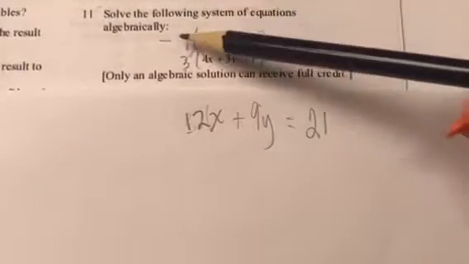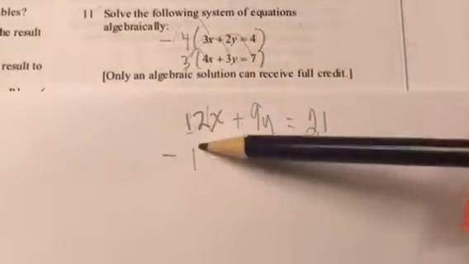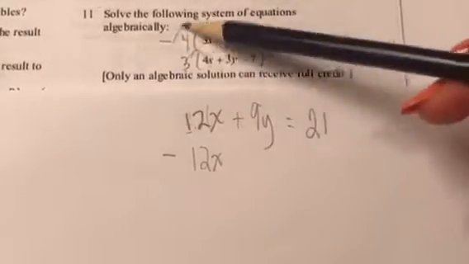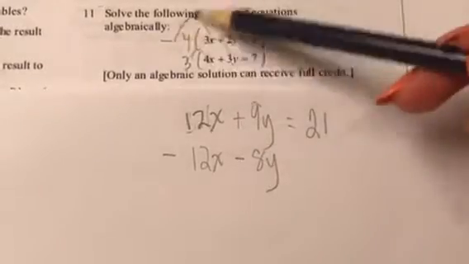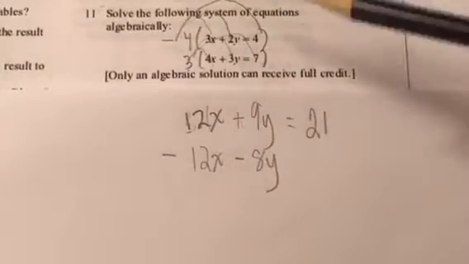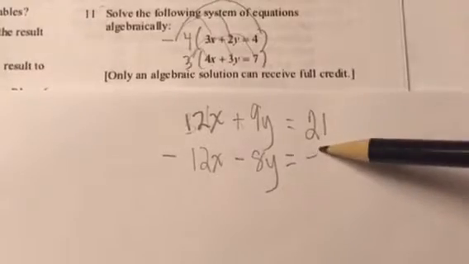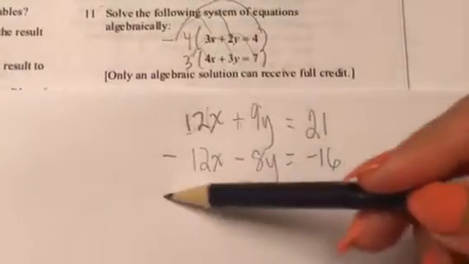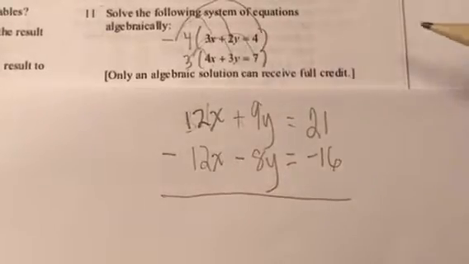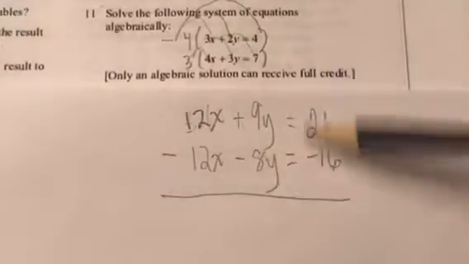All right, negative 4 times 3 is negative 12x. Negative 4 times 2 is negative 8y. Negative 4 times negative 4 is negative 4 times positive 4 is negative 16. All right, now I can do the elimination by adding the two equations.